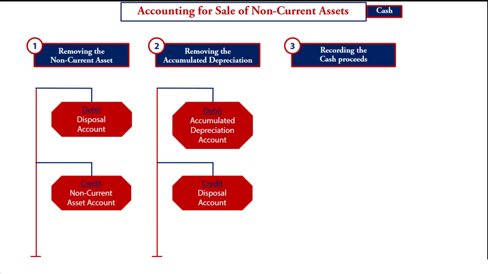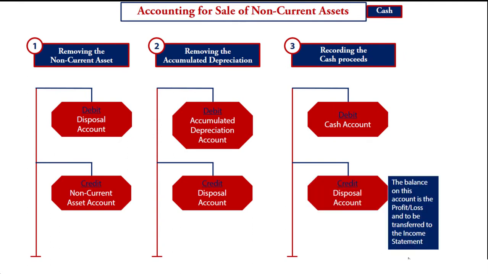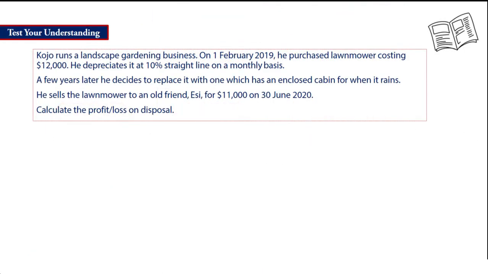We come to the third step, which is the recording of the cash proceeds. We debit the cash account, then we credit the disposal account. So the balance on the disposal account at this point will determine whether there's a profit or a loss, which is to be transferred to the income statement. Let's test our understanding to make things clearer.